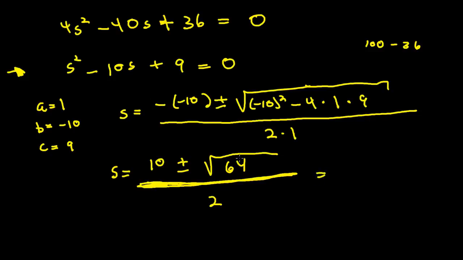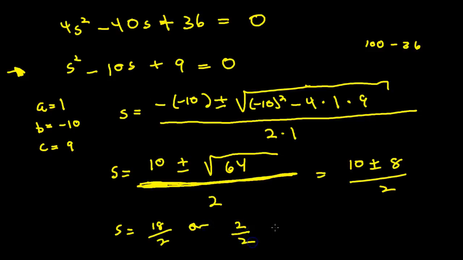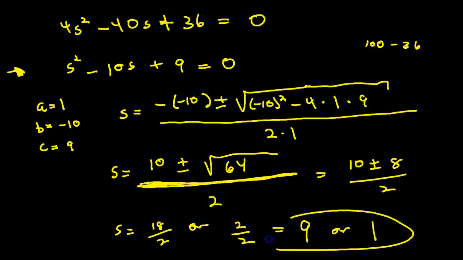The square root of 64, well, we know the square root of 64 is 8, so I'll get 10 plus or minus 8 over 2. So s equals 10 plus 8 is 18 over 2, or the minus option, 10 minus 8 is 2 over 2. So I've got two solutions for s. 18 over 2 is 9, or 2 over 2 is 1. So s equals 9 or 1.